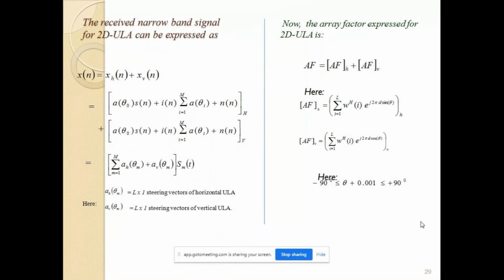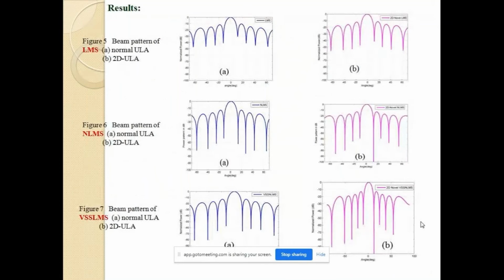For the mathematical model, those who are interested can look into the equations, how we developed them. For each signal, we have taken a horizontal component and a vertical component. We have taken a steering vector for the incoming signal for the horizontal and vertical components. Finally, we determined the array factor for the horizontal and the vertical component. The simulation result is the best part of our work, validating and understanding how much improvement the algorithm gives over the previous ones.